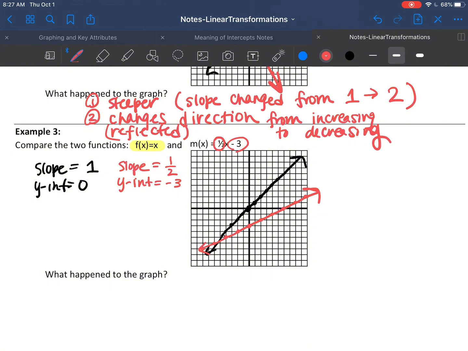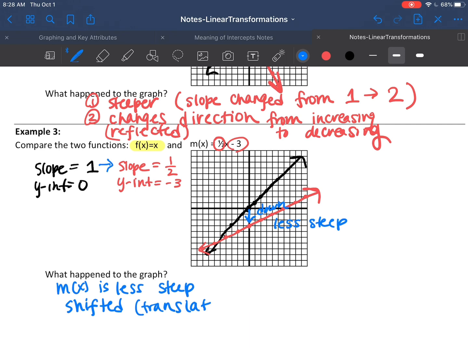And so when we're talking about what happened to this graph, the first change we notice is that the slope changed from 1 to 1/2, and that resulted in a less steep or a flatter graph. I'm using the words less steep because that's what they say on the STAAR. And then the y-intercept has moved down. So not only is it less steep, it has been shifted or translated down 3 units. No change in direction because both have positive slopes and both are increasing.